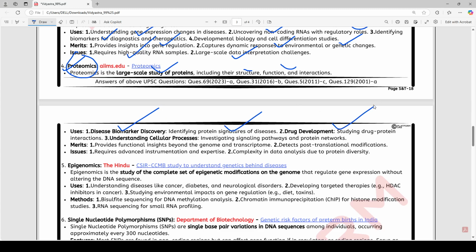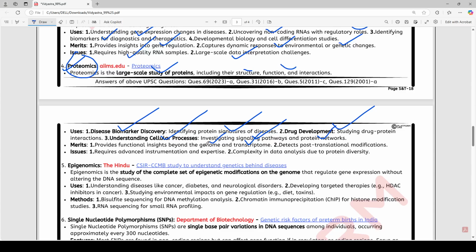Again, everything here is about understanding how things work in our body, because if we know that, we can develop a suitable drug. It helps in understanding cellular processes, as already said, investigating signaling pathways and protein networks, and providing functional insight beyond the genome and transcriptome.